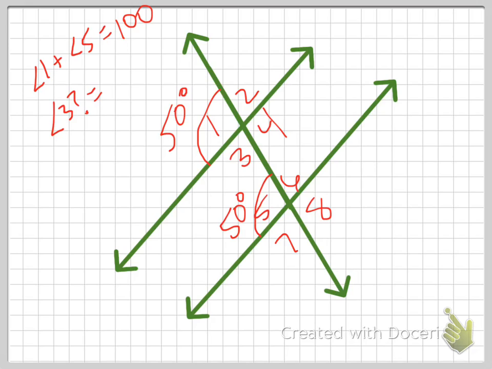Now, that's not what the question is asking. It's asking for the measure of angle 3. Well, angle 3 is adjacent to angle 1, therefore it's supplementary. You just take your 180 degrees and subtract 50 to get your angle's measure. So the answer would be 130. So you may have several questions like this. Simple questions, don't make it too complicated.